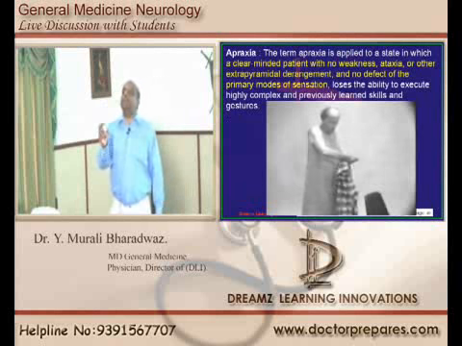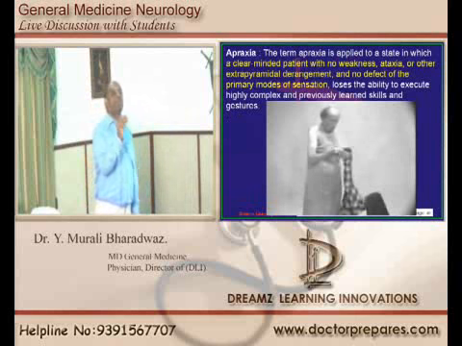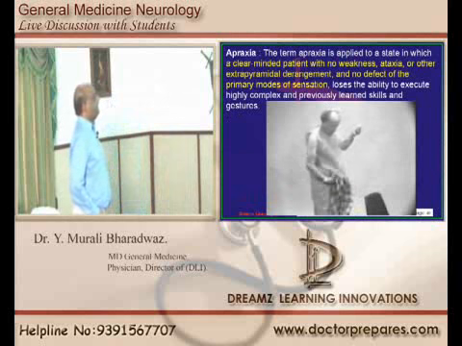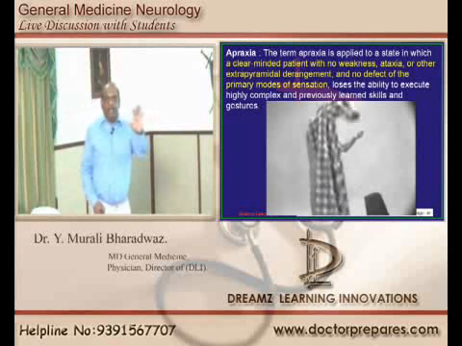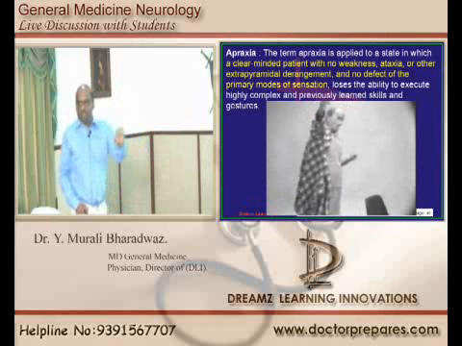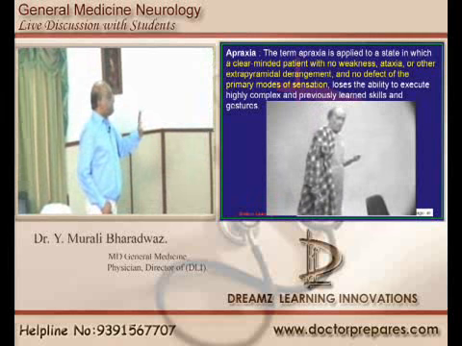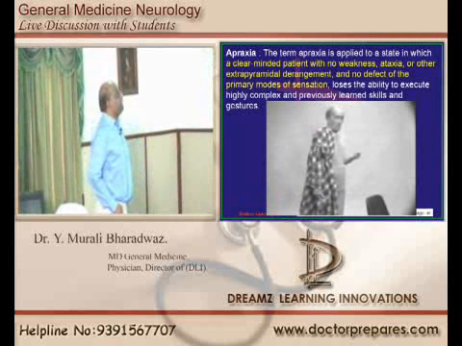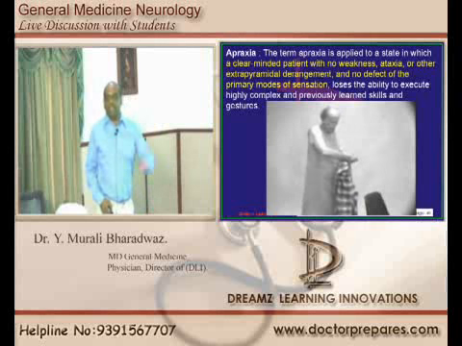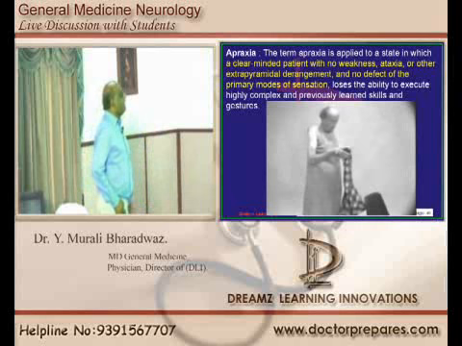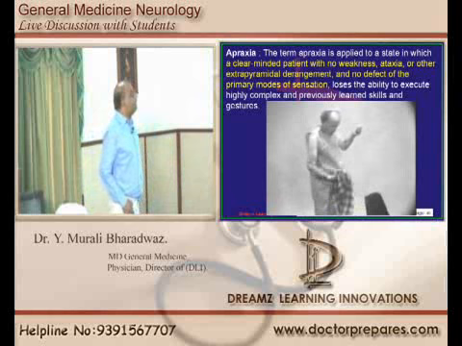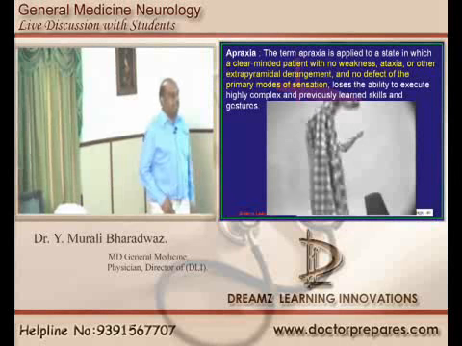You need to know the meanings of a few terms in neurology, doctor. What is meant by apraxia? The person is clear-minded. He knows his name, everything. He has no weakness, no ataxia or any extrapyramidal derangement, and no problem with his motor power or sensory system. But he loses the ability to execute a highly complex and previously learned skill.